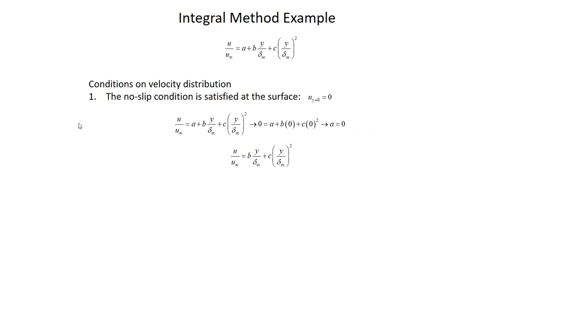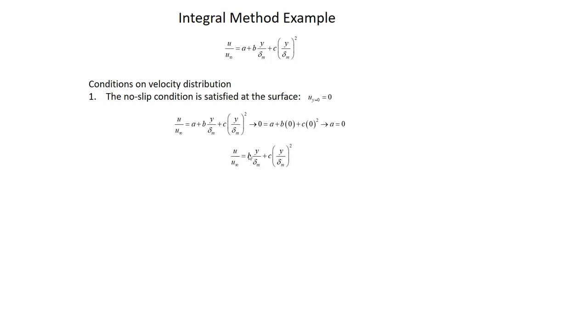So starting with the no-slip condition being satisfied at the surface of the plate, that's literally as simple as saying, at y = 0, u has to be equal to 0. So if I take this velocity distribution and plug in y = 0 over here on the right side, that has to be equal to 0 over here on the left side, right? And so I have 0 equals a plus b times 0 plus c times 0 squared, and all that tells me is that a equals 0. So this coefficient here has to be equal to 0, and so I'm left with this velocity distribution here, in which I still don't know b and c.